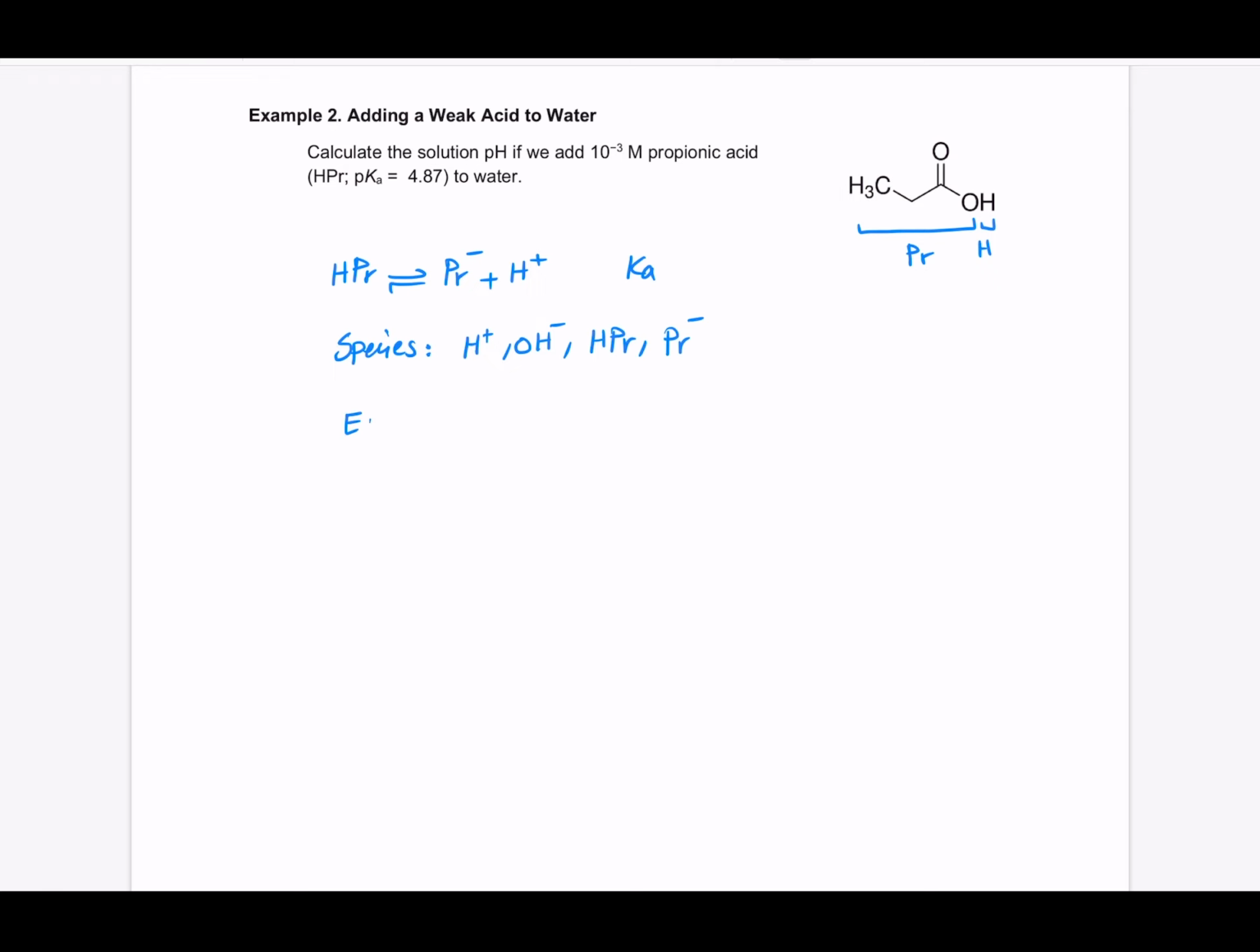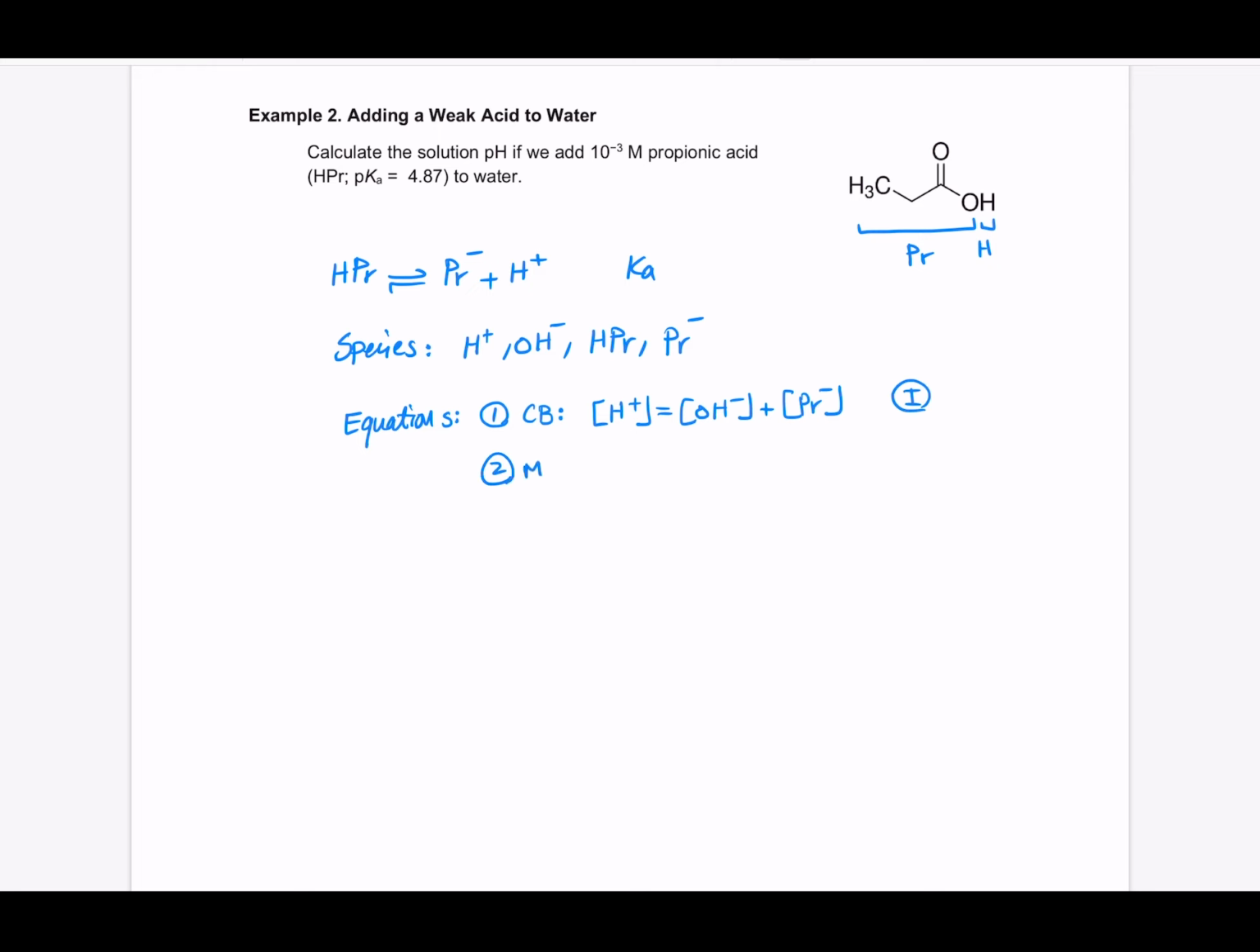Then we move on to equations. We need 4 equations because we have 4 species. Similar to the previous case, first starting with charge balance. On the left side, we get all the positive charge, which happens to be only the proton, then hydroxide, and then PR minus. HPR is not charged, so it's not a part of this one.